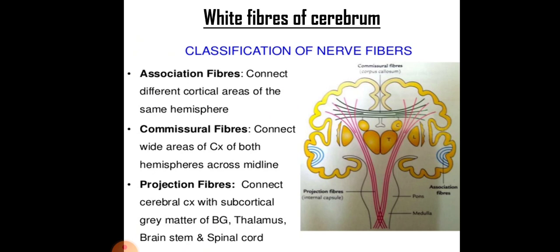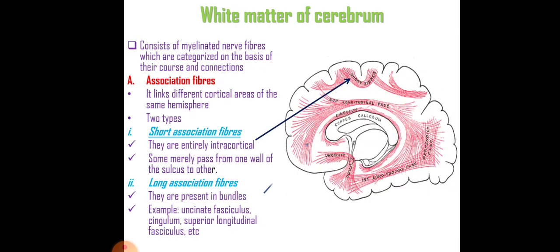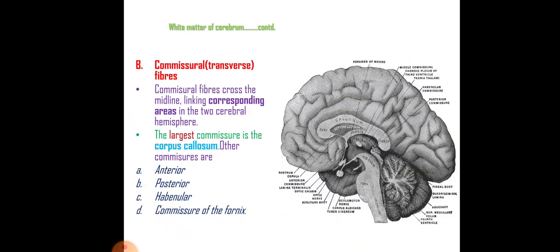And projection fibers connect the cerebral cortex with subcortical gray matter of basal ganglia, thalamus, brainstem and the spinal cord. So these are the white matter of the cerebrum, in which we have the association fibers. Association fibers are of two types, short and long. Short are entirely intracortical, and the long are present in bundles and they are longer than the short. The examples are uncinate fasciculus, cingulum, superior longitudinal fasciculus, as we have depicted in this image.